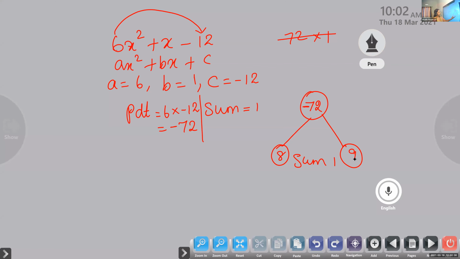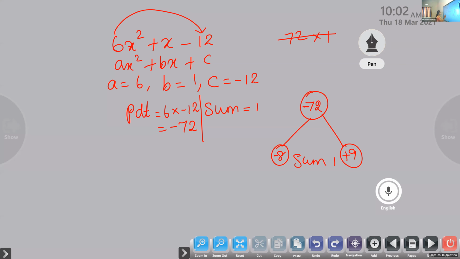So sum is 1 and product is 72. So 9 8s are 72 and sum is 1. Sum is 1 means the bigger number is positive, smaller number is negative. Now look at the product. Minus 8 into 9, whether you will get 72. Positive into negative is negative. And when you add this, you will get sum as 1.